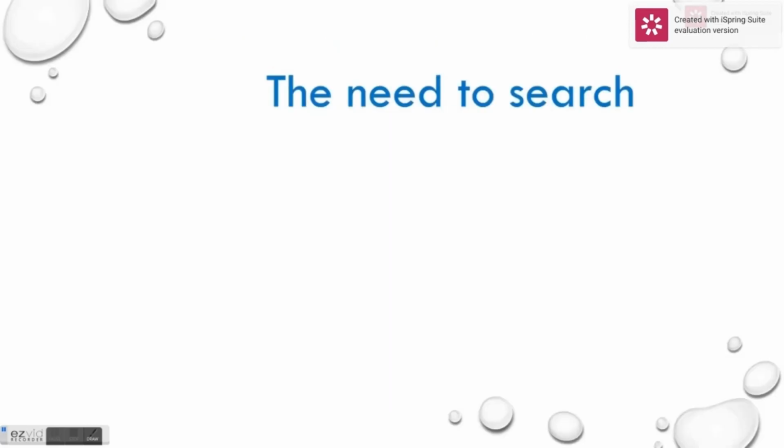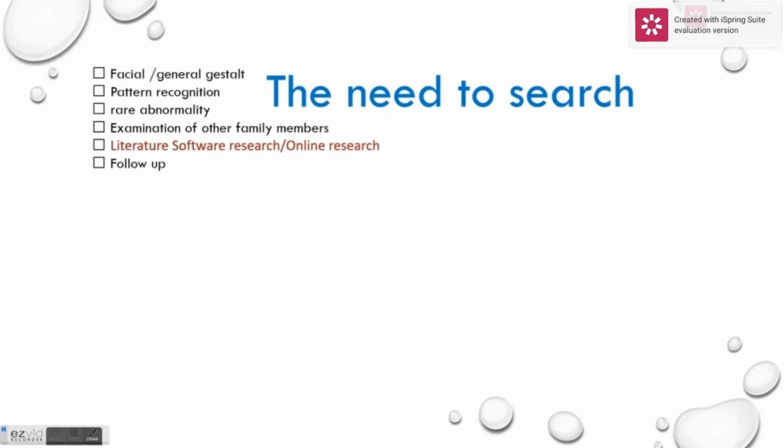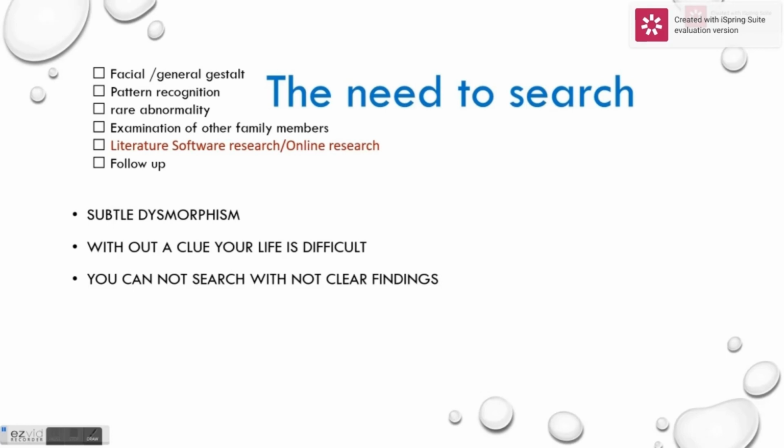Now, if you cannot reach a diagnosis, or you've collected these findings, you need to go and research for a diagnosis. So you need to search and use software, use your online search, internet, to reach a diagnosis. Subtle dysmorphism doesn't help. Without a clue, it's very difficult to search. You cannot search with no clear findings. So if you cannot find anything in your history and your examination, there is no clue, nothing, you will not be able to get a diagnosis.